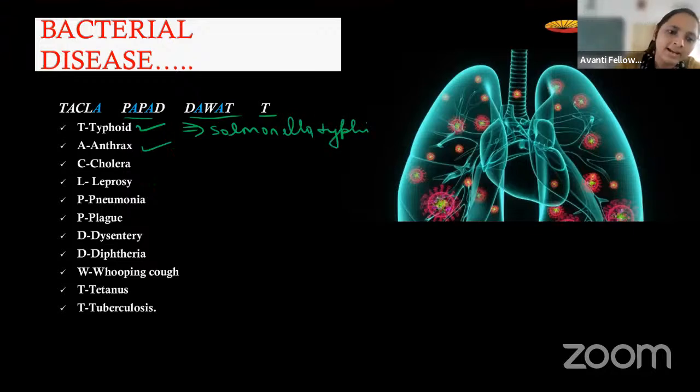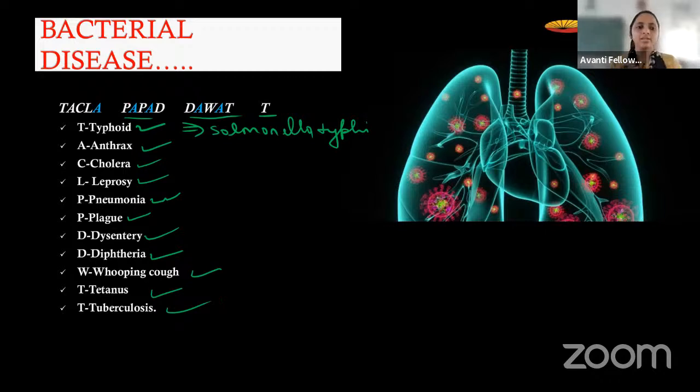Then anthrax, cholera, leprosy, pneumonia, plague, dysentery, diphtheria, whooping cough, tetanus, tuberculosis. So these are all bacterial diseases. In the exam, they will give you some viral diseases and bacterial diseases, and ask you to select only the bacterial diseases. That is why you have to remember which are the bacterial diseases: typhoid, anthrax, cholera, pneumonia, plague, dysentery, diphtheria, whooping cough, tetanus, tuberculosis. These are all caused by bacteria.